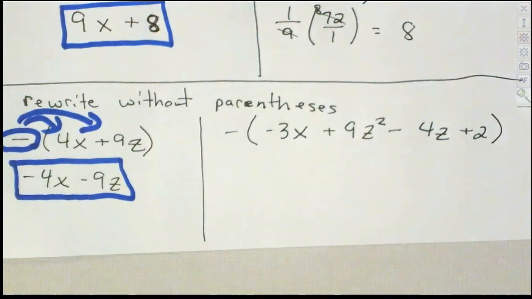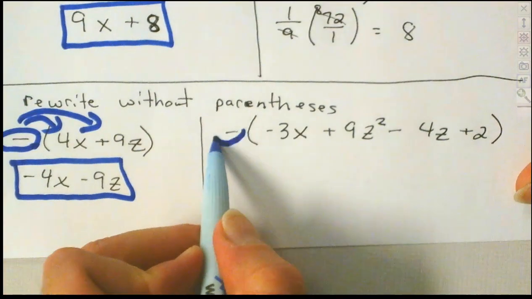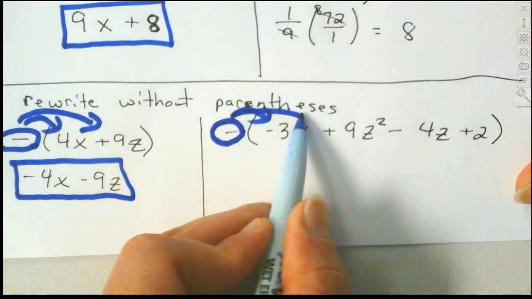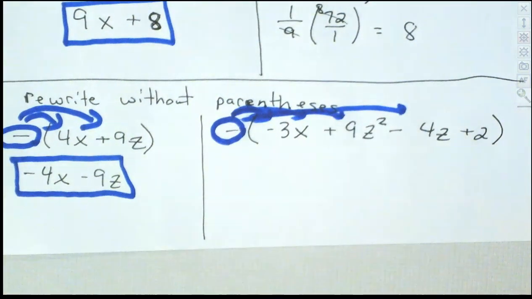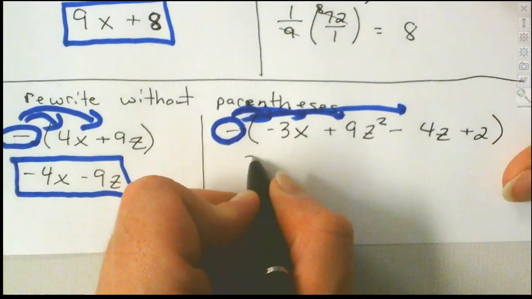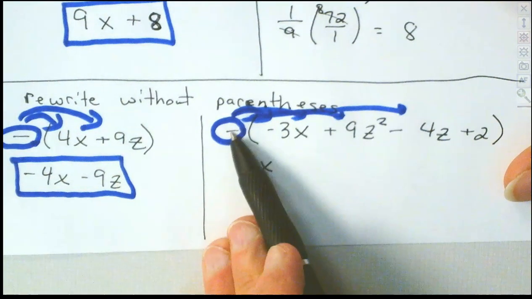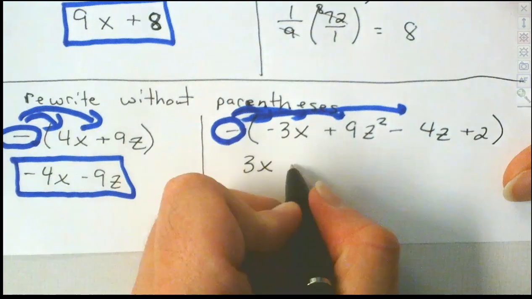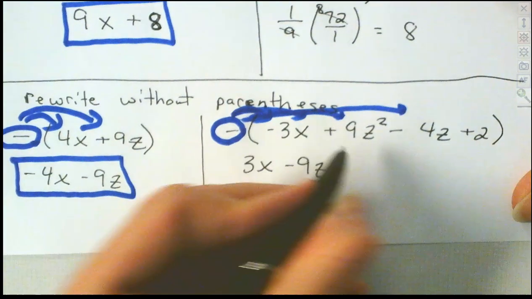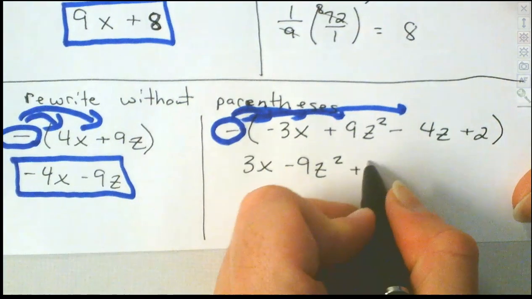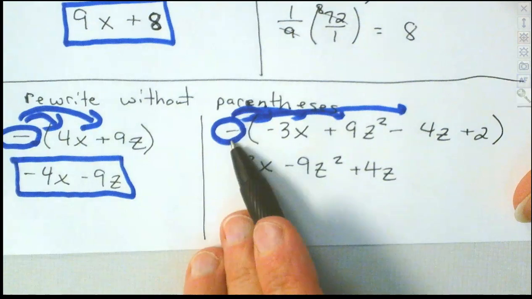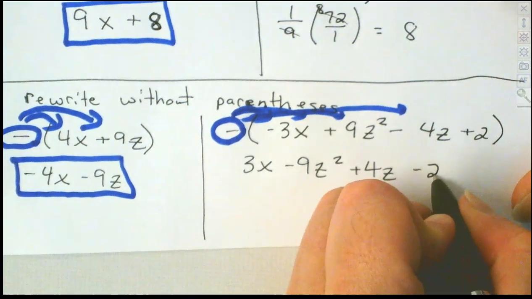So again, we want to rewrite this without parentheses, so that means this negative goes through each piece, and that changes the signs. So negatives become positives and vice versa. So minus and minus makes it a positive 3x. A negative and a positive makes it a negative 9z squared. Negative and negative makes it a positive 4z. Negative and positive makes it a minus 2.